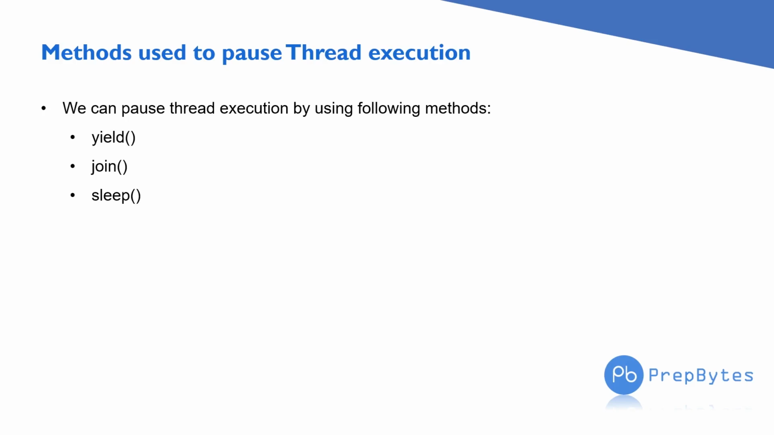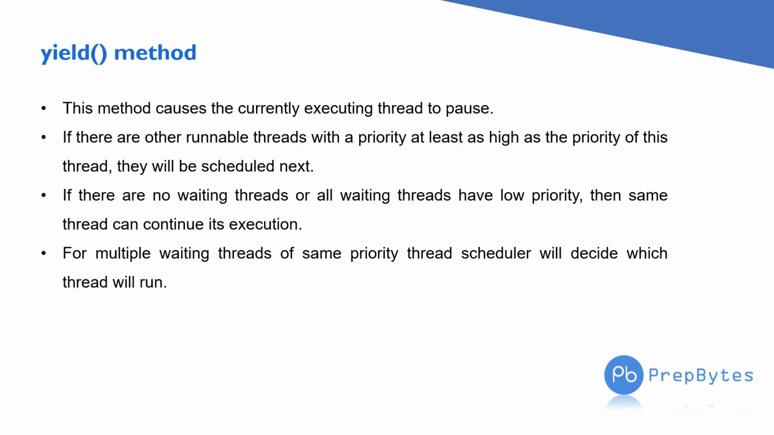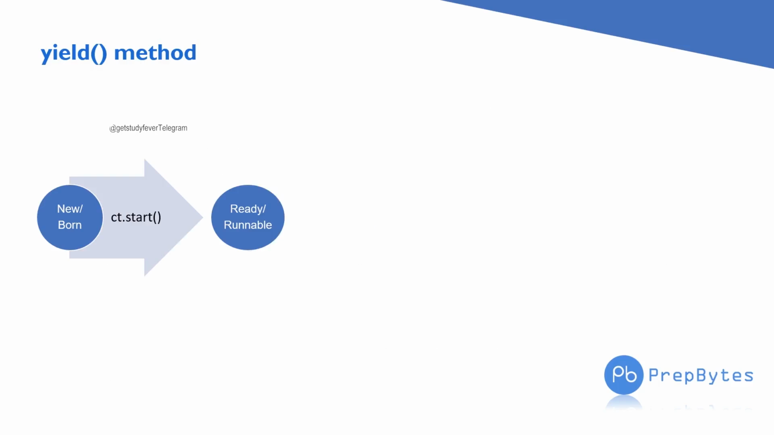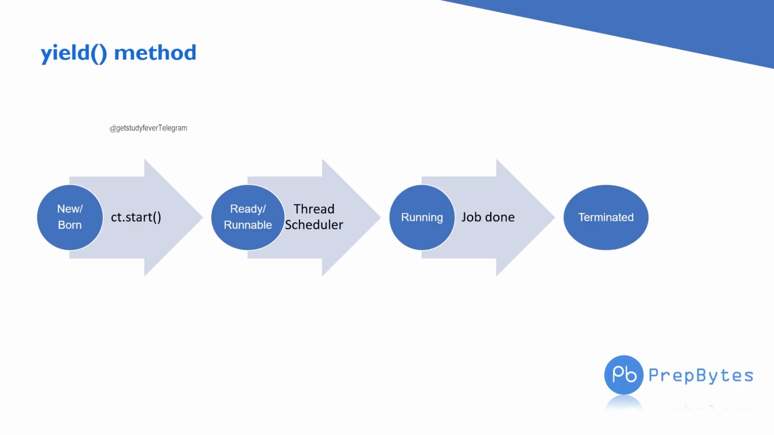So in the previous lecture, we have seen thread priorities and methods used to pause thread execution, and in that we have seen the yield method. Now we will see the join method. This was the yield method that we have seen: this method causes the current executing thread to pause, and it is based on priorities, and this was the change in our thread state diagram. Okay, the thread yield. Fine. Now we will see the join method.